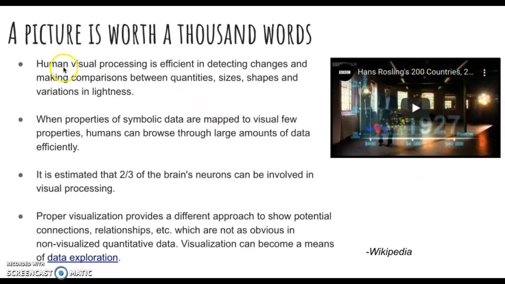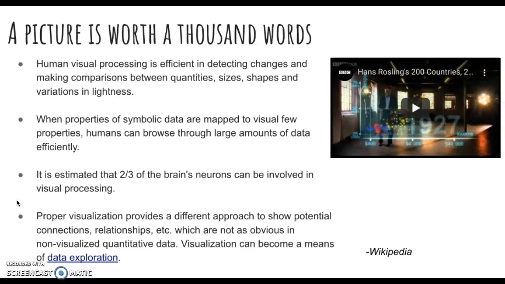And if we just go through these four bullet points really quickly, as I was just saying, human visual processing is efficient in detecting changes and making comparisons between quantities, sizes, shapes, and variations in lightness, when properties of symbolic data are mapped to a few visual properties.